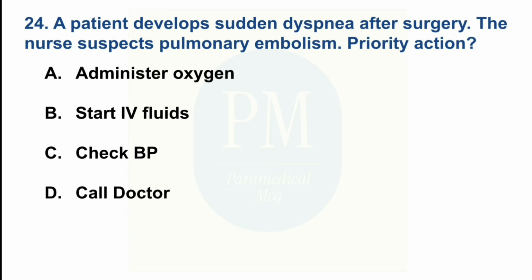A patient develops sudden dyspnea after surgery. The nurse suspects pulmonary embolism. Priority action. Option A, administer oxygen. Option B, start IV fluids. Option C, check BP. Option D, call doctor. The correct option is option A, administer oxygen.